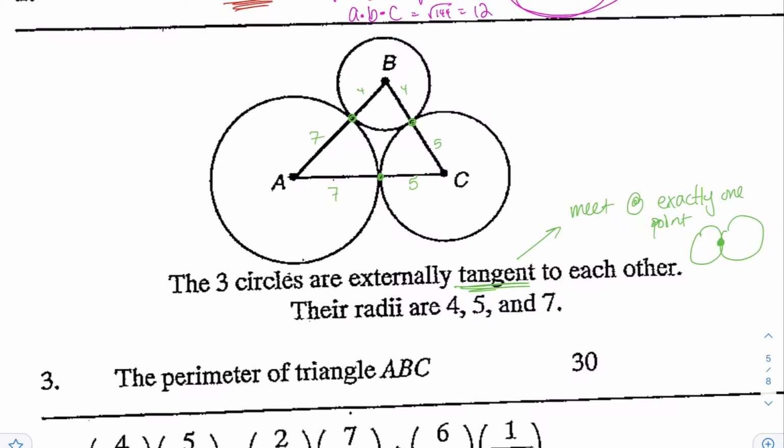So here you can actually figure out the perimeter of triangle ABC if you just add 7 plus 7 plus 4 plus 4 plus 5 plus 5. That's 14 plus 8 plus 10, or 22 plus 10, which is equal to 32. And that is greater than 30. So the answer is A.